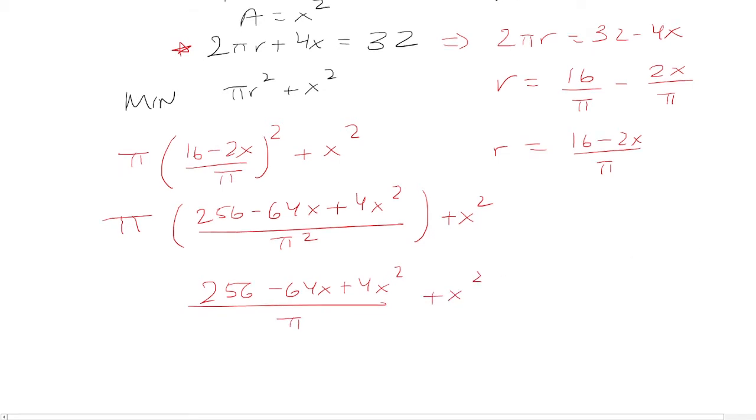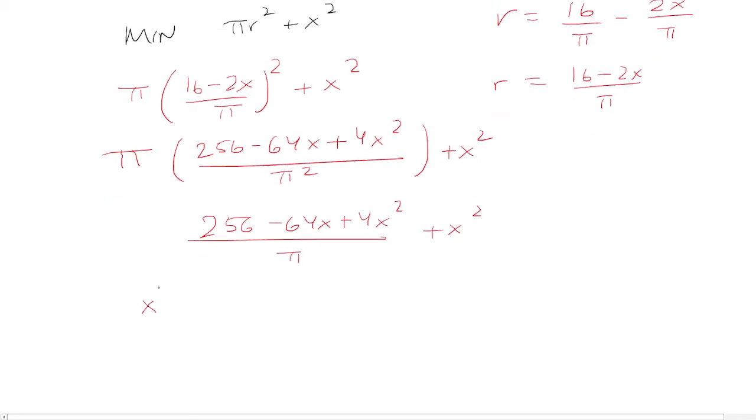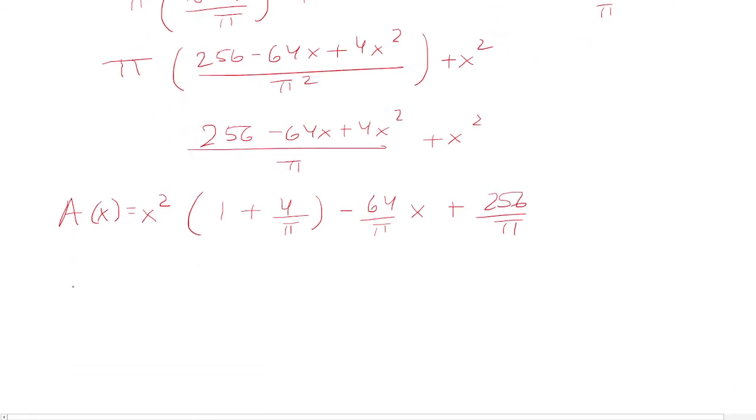Now I can gather all my x squareds. So I have 1x squared coefficient here, and then I have 4 over pi. Now for x, I have negative 64 over pi. And then for the constant, it's 256 over pi. So now I got my area function in terms of only x.